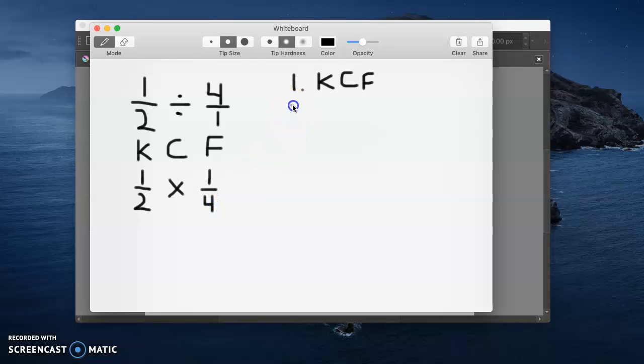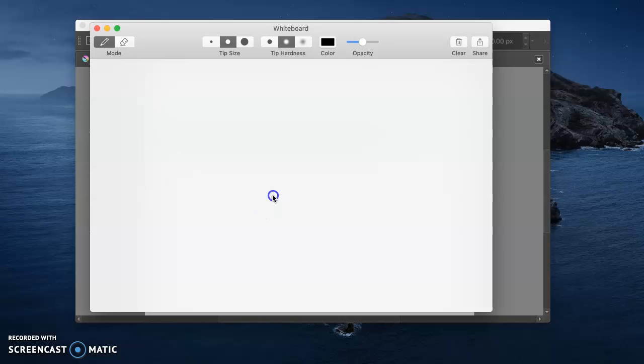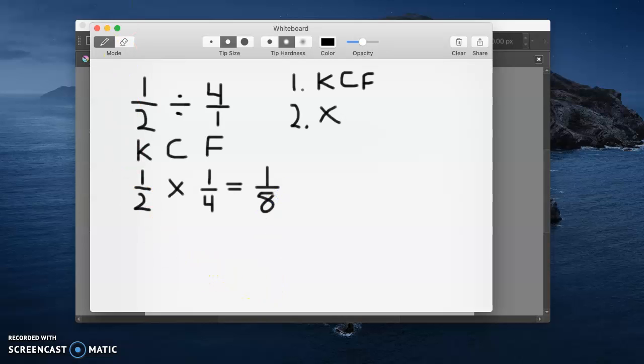The second step, we need to multiply. And now that we've changed the division to multiplication, we can do that. So let's multiply. And when you multiply, the answer will be 1/8. Okay, let's do a second problem.